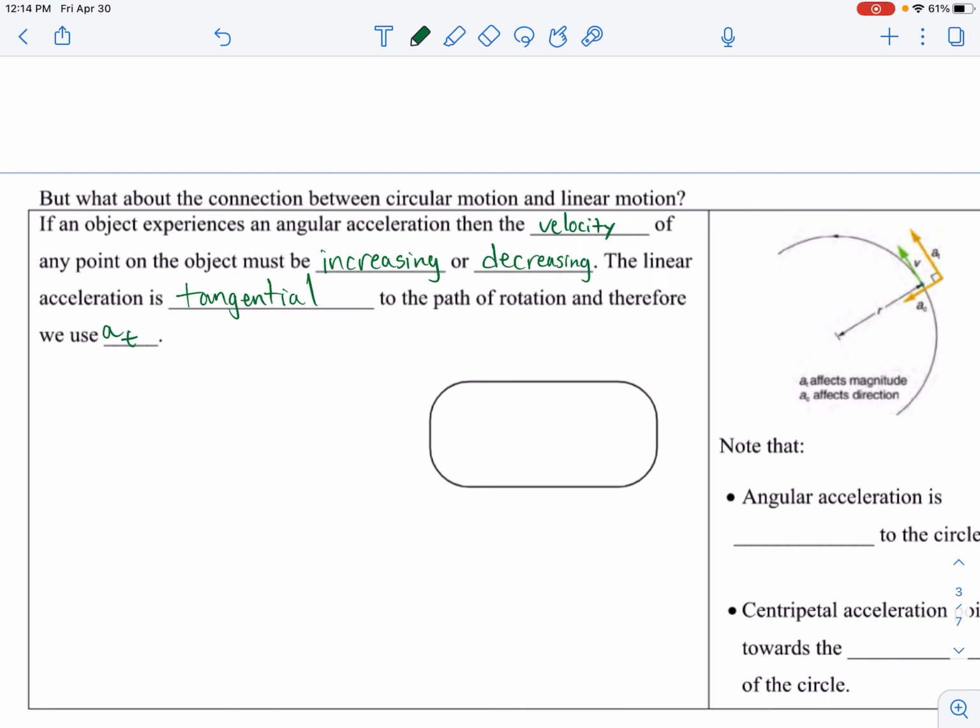All right, so let's define this mathematically. I'm going to say AT equals change in velocity over time equals change in angular velocity times radius divided by time equals alpha R.